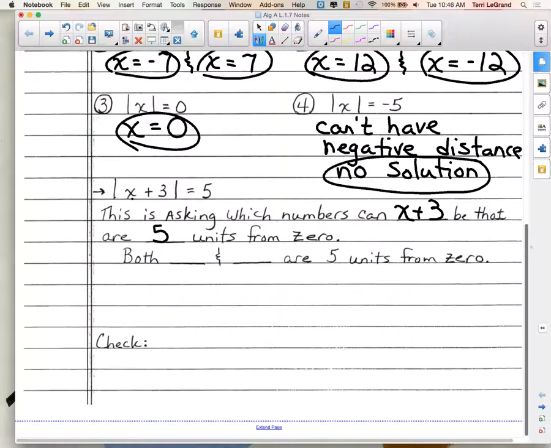So just like we took the expression that was in the absolute value bars and set it equal to any numbers that had that distance, we're going to do the same thing here. We're going to take that x plus 3 and set it equal to any numbers that are 5 units from 0. Are there any numbers that are 5 units away from 0? Positive 5? And so is negative 5. So we can set the x plus 3 equal to 5, and we can set the x plus 3 equal to negative 5. In other words, we can set that expression equal to any number or numbers that have a distance of 5.